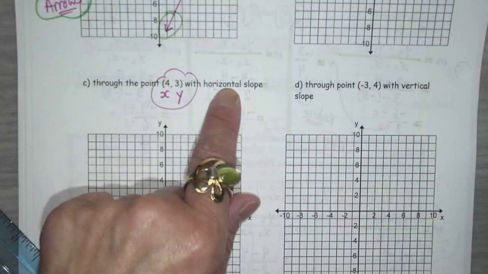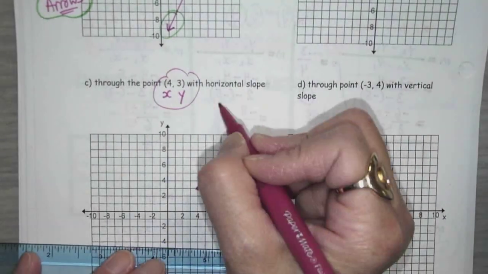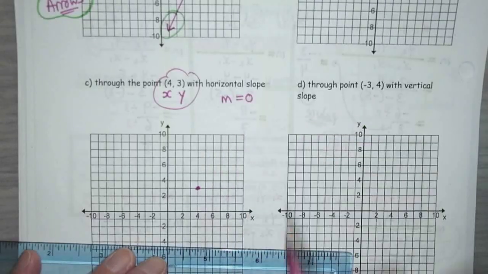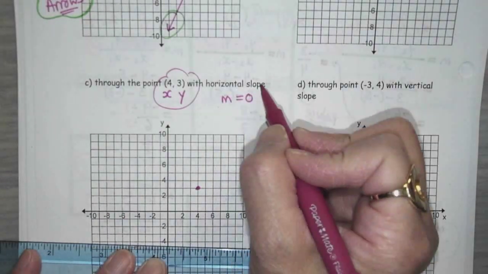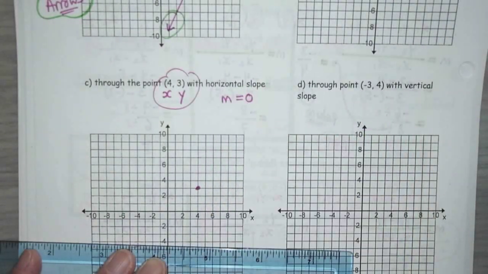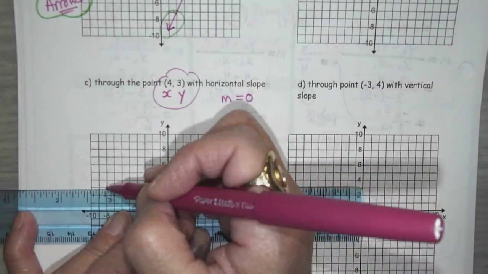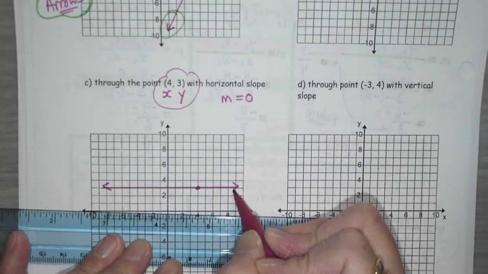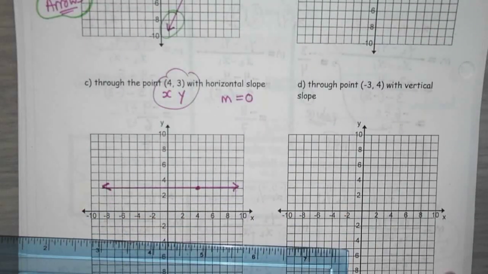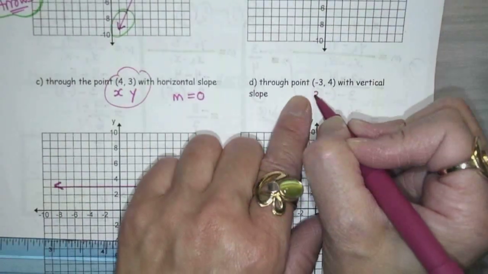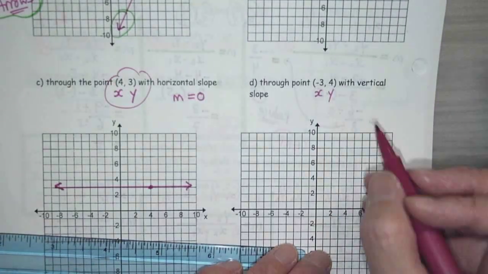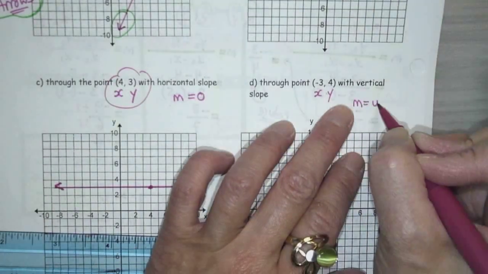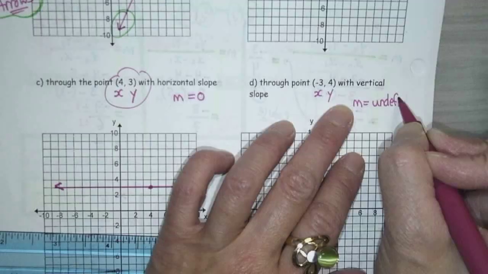I want a horizontal slope, which actually means M equals 0. Okay, a horizontal line, I should say. It's a horizontal line with a slope of 0. That's my typo a little bit there. So do that. And then here, x, y. And then the slope is undefined.